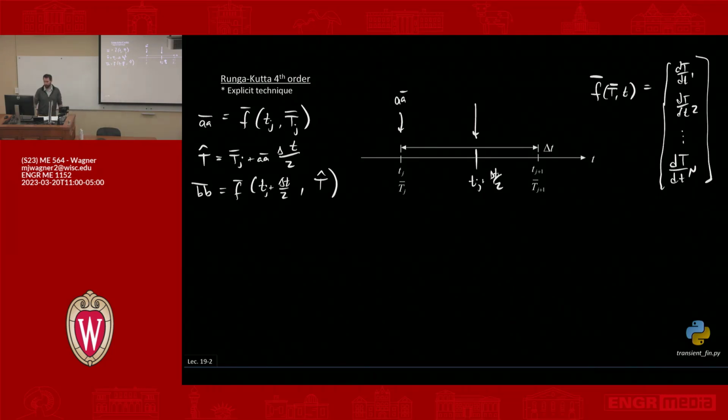And then I can step forward again. When I step forward, I'm going to reuse the notation like we did last time. I'm going to keep calling whatever my current working temperature vector is T hat, just so I don't have to come up with different names all the time. This T hat is different from the T hat up here, right? These two are going to be different. So my next T hat is going to be T bar j plus BB bar times delta T over 2.